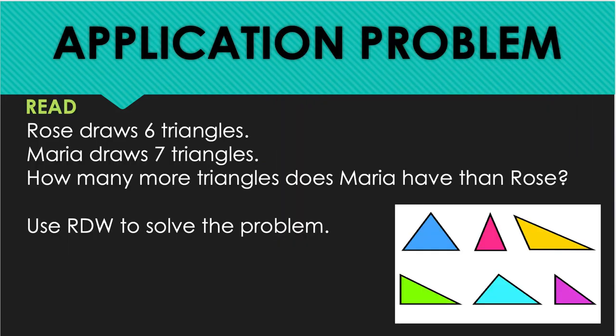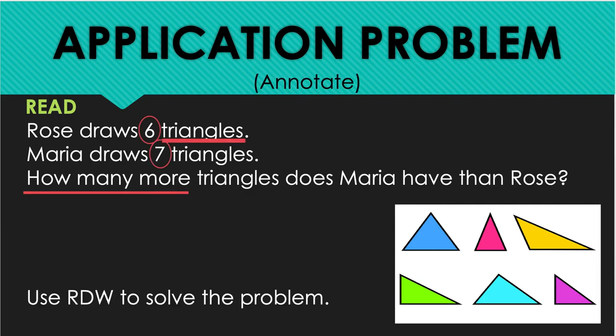So here's our application problem. Rose draws 6 triangles. Maria draws 7 triangles. How many more triangles does Maria have than Rose? Let's read it again, and this time let's annotate it.